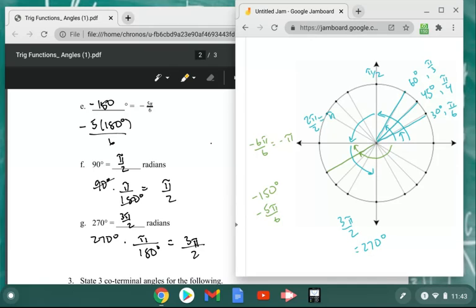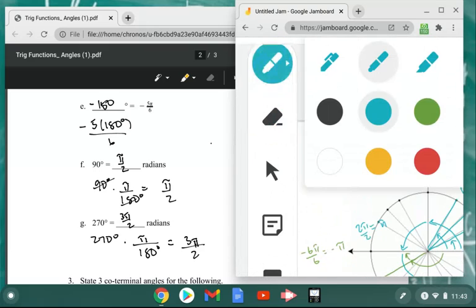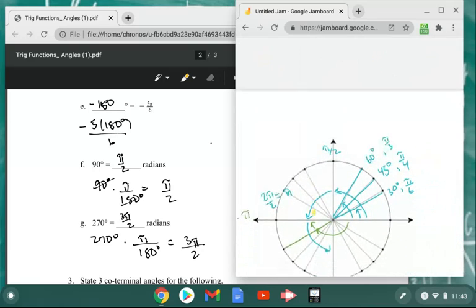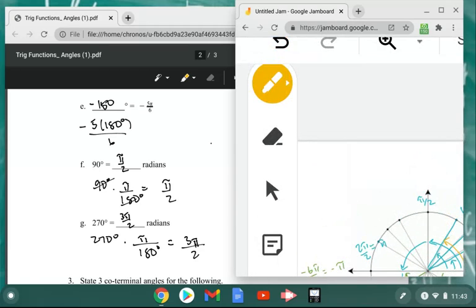I can do the same thing if I'm counting out the pi thirds. Let me grab a different color. I'll do these in yellow. Okay, so we've got one of the pi thirds here. So I've got pi thirds. If I travel another, that would be another 60 degrees. I end up here. Let me grab that again. I lost my pen.